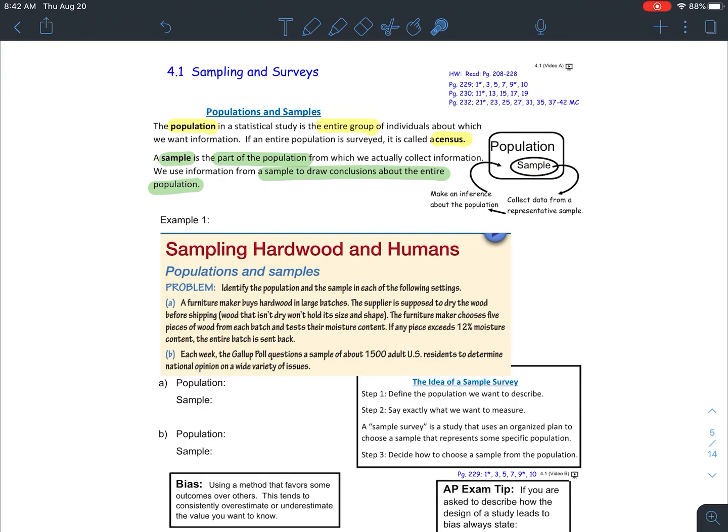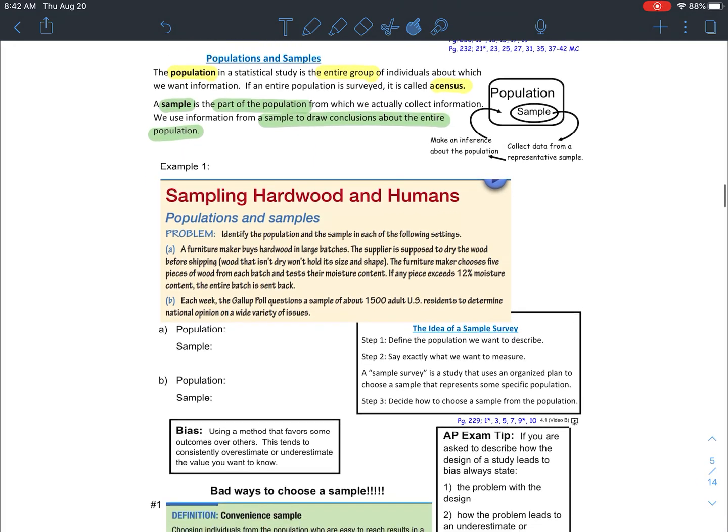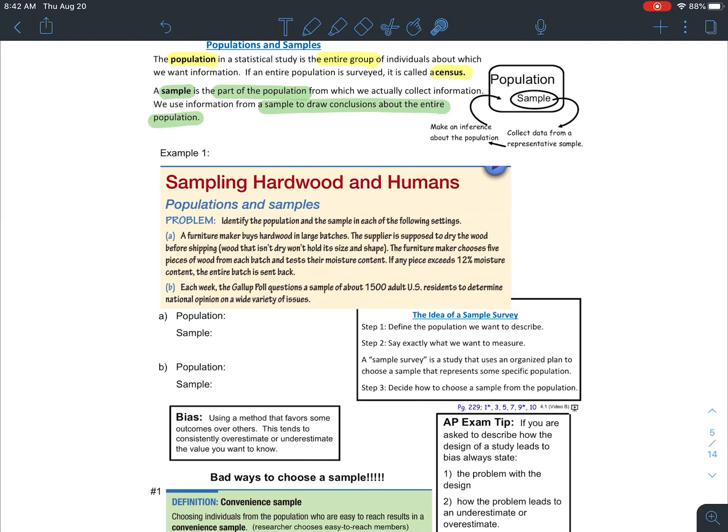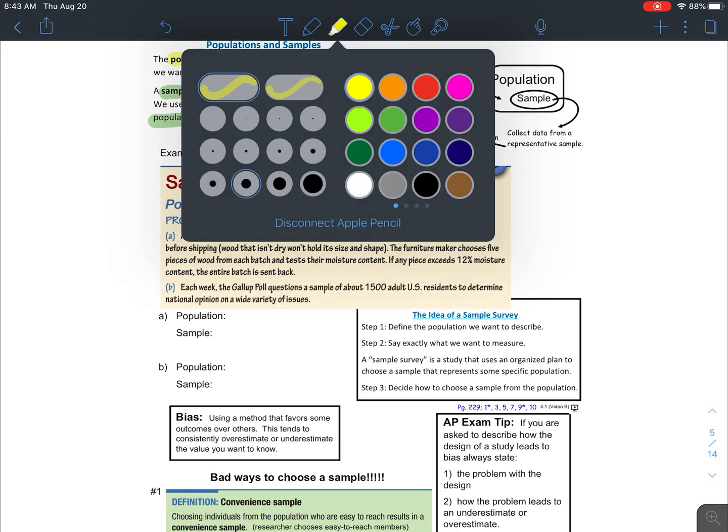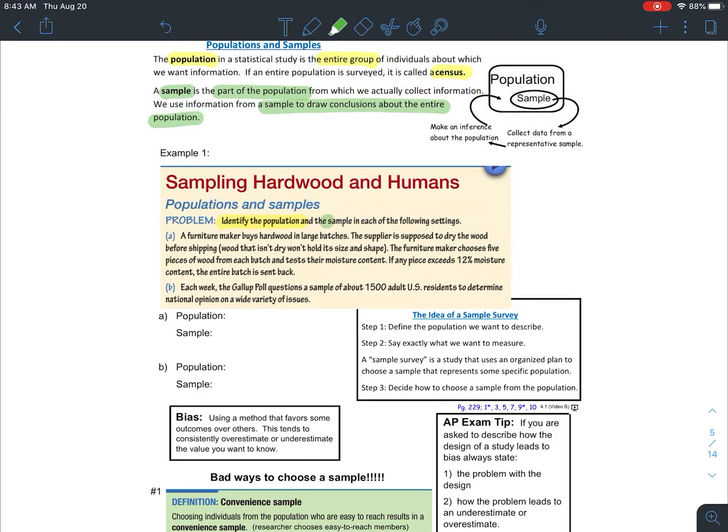Okay, so let's look at an example here. What we're wanting to do with this first example is just making sure that we're comfortable identifying the difference between a population and a sample. And so the directions want us to identify what the population is in the problem and what the sample is in the problem. Okay, so it says a furniture maker buys hardwood in large batches. The supplier is supposed to dry the wood before shipping. Wood that isn't dry seems to not hold its size and shape.